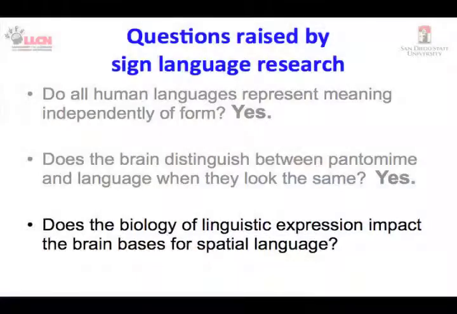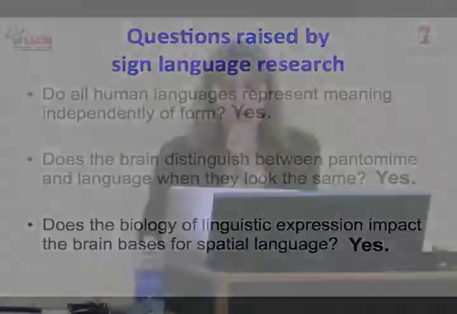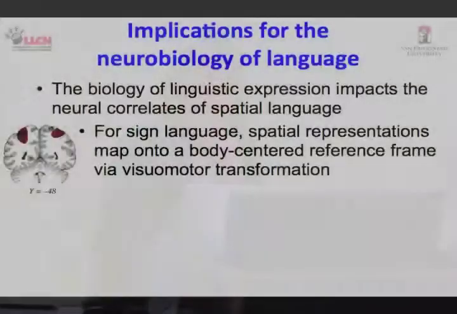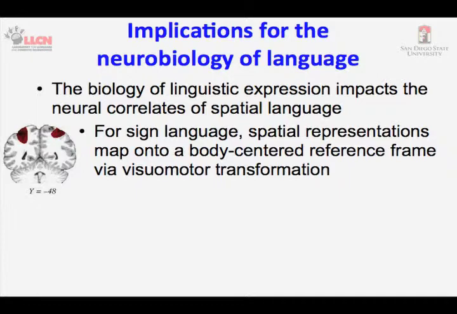All right. So if we come back to the question, does the biology of linguistic expression impact the brain bases for spatial language? The answer is yes. So what does this mean? It means that we've got a very interesting effect of biology on the neural computations that have to be done for expressing spatial language. For sign languages, you have to do this mapping between either the scene you're describing or a mental image into this body-centered representation where the objects map onto hands, locations map onto locations, and you can have more gradient representations.